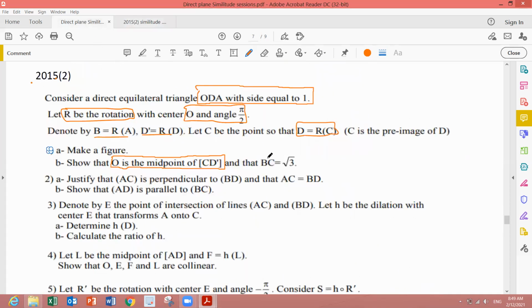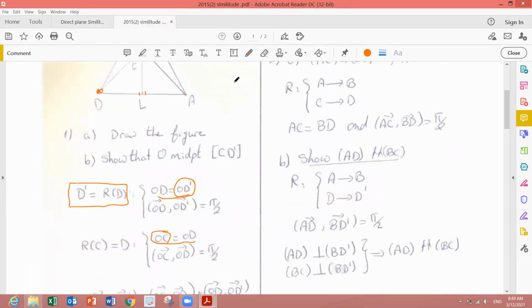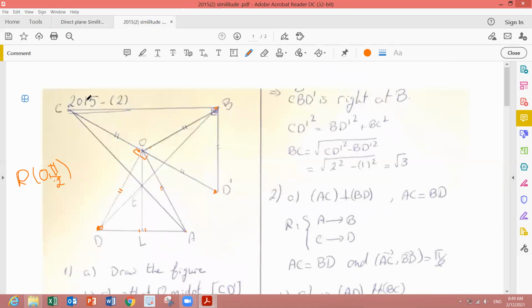Now we are going to verify that BC equals radical 3. How do we calculate the length of BC? Pythagoras, or we can use the semi-equilateral triangle, whichever you prefer. But why is this a right triangle here? Why is BCD prime a right triangle?